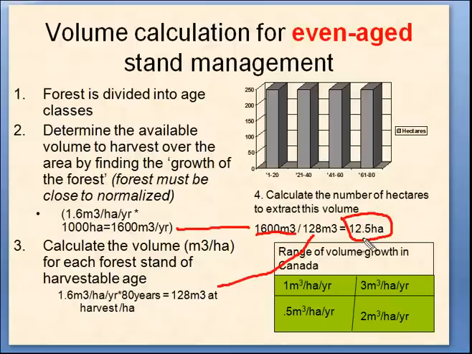And this is the basic approach, and how they use volume to calculate how many hectares they can harvest on a sustainable basis based on a specific growth rate. Okay?